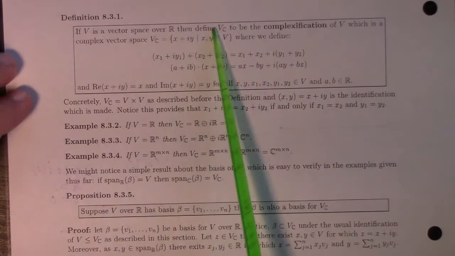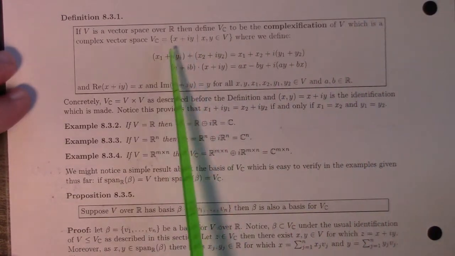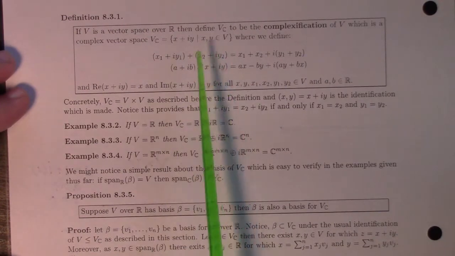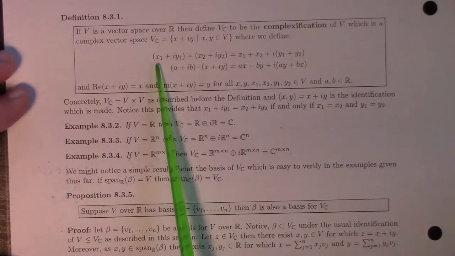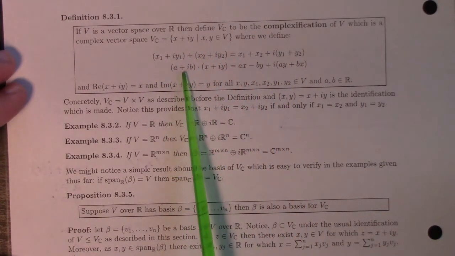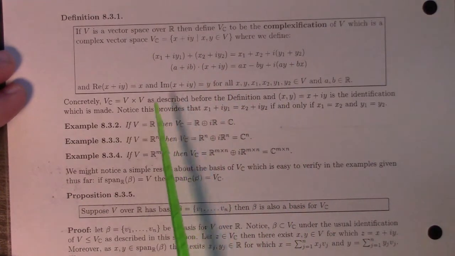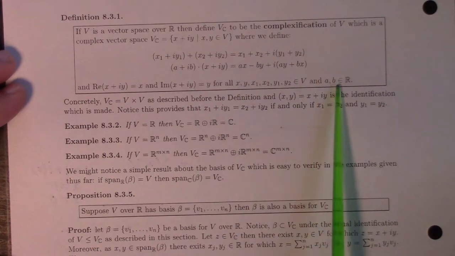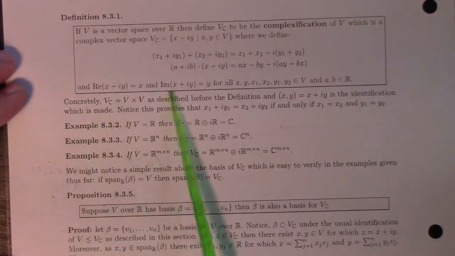So V is a vector space. We define the complexification to be the complex vector space of the form x plus i y, where x and y are in V. And we define addition like so. We define complex scalar multiplication like so. The real part of this is this. The imaginary part is y. And justification for this definition was just given on the last page.